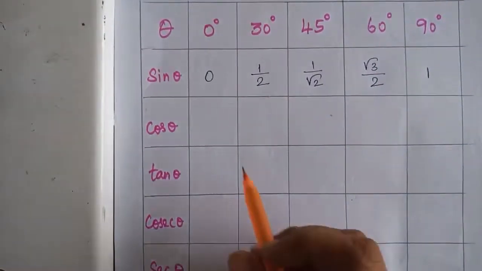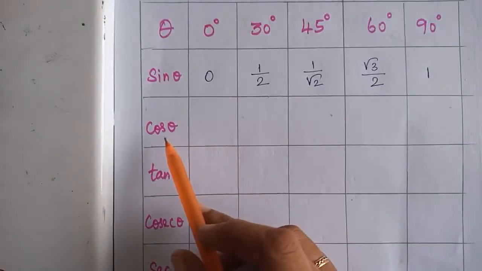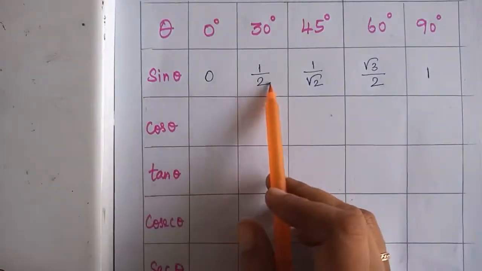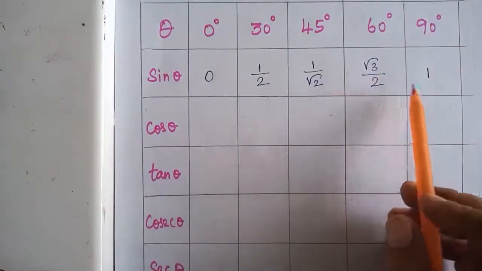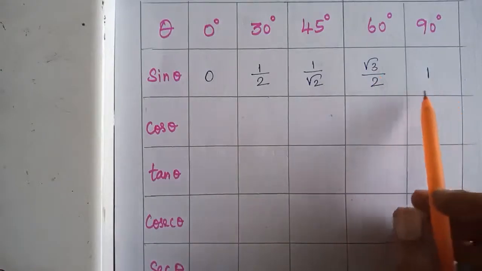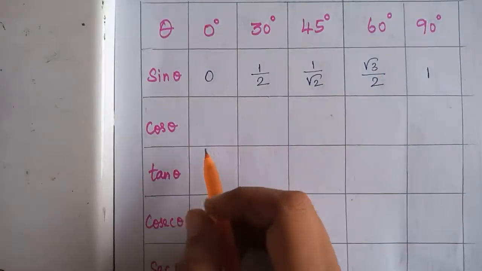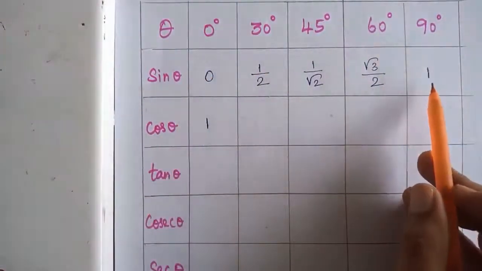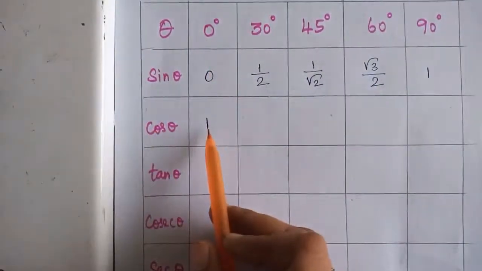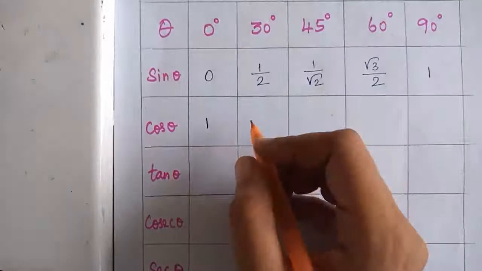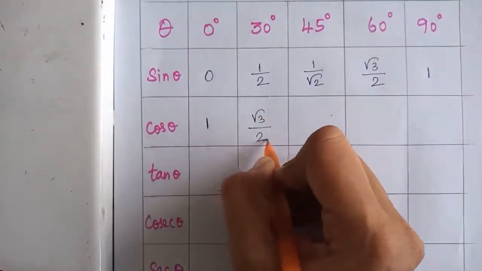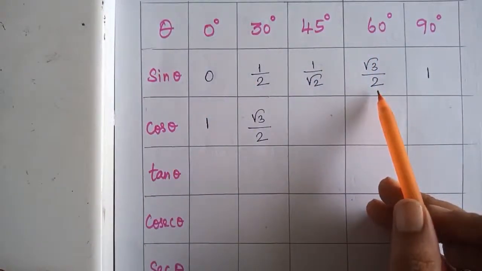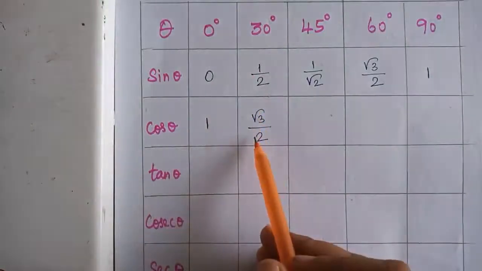Then next you have to write the cos theta values. If you know the sin theta values, that is 0, 1 by 2, 1 by root 2, root 3 by 2, 1, the reverse of these values gives cos theta. That is cos 0 degree is 1. So sin 90 degree is 1 and cos 0 degree is 1. Then cos 30 degree value is root 3 by 2. That is, sin 60 is root 3 by 2 and cos 30 is root 3 by 2.